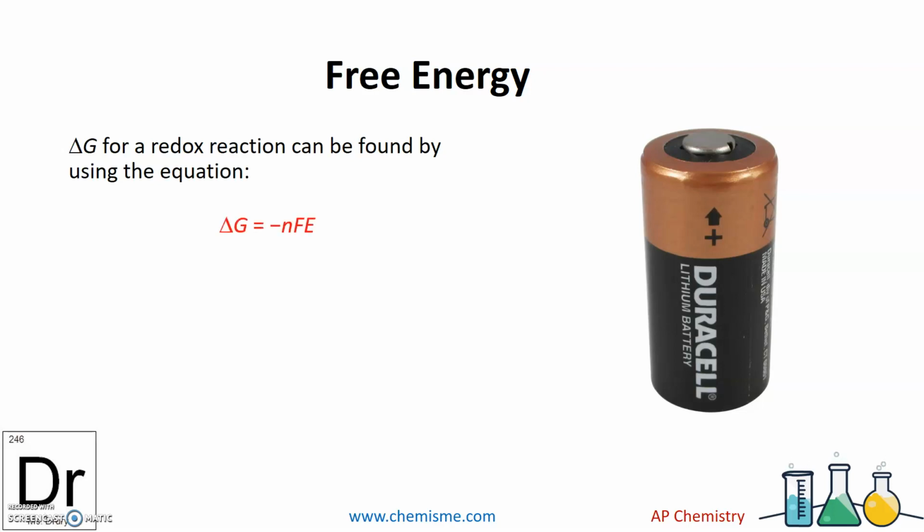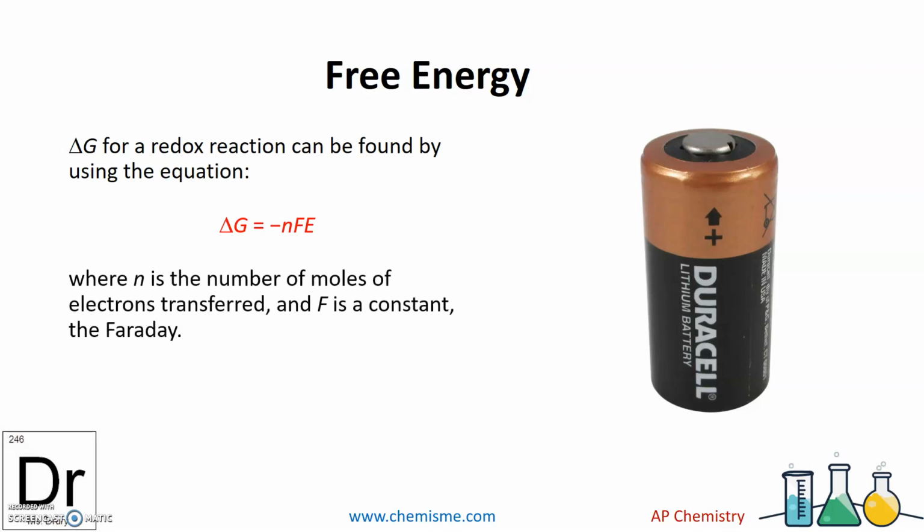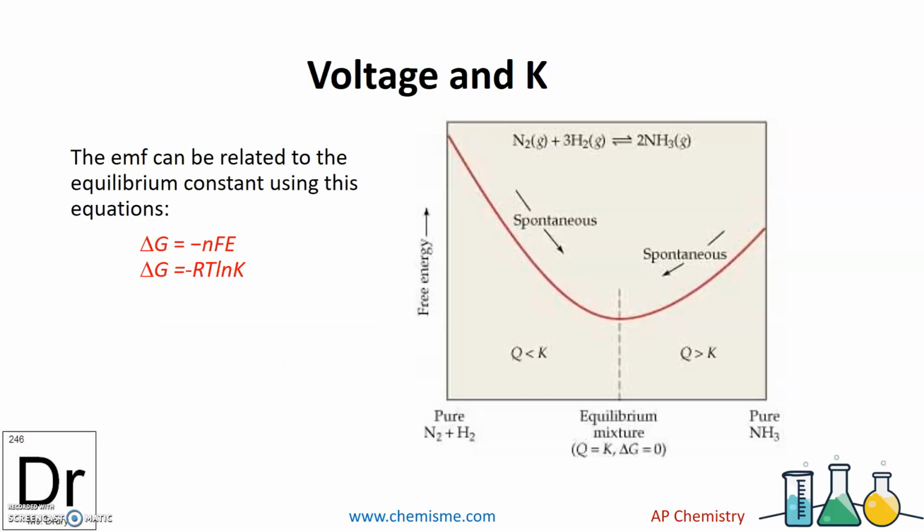So delta G for a redox reaction can be found using the formula delta G equals negative NFE, where N is the number of moles of electrons transferred. F is Faraday's constant, which is equal to 96,485 coulombs per mole, also known as 96,485 joules per volt mole. So it's just telling you how you can convert between the number of electrons that are going through your battery to something called coulombs, which is part of your current, right?